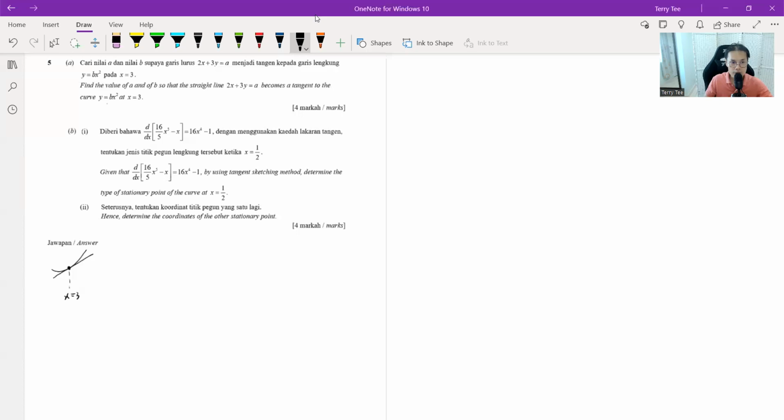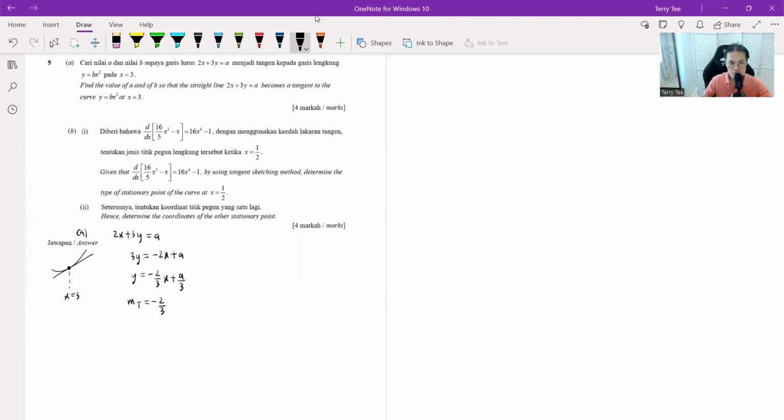Now, we can start from the straight line, we can start from the curve. The thing is, we need to know what is the gradient of this line. Yeah, starting from this line, I think we change this to y equals mx plus c, right? I rewrite here 3y equals minus 2x plus a. Your y is minus 2 over 3 x plus a over 3. Okay, so what is the gradient of this line? The gradient of this line is your gradient tangent, right?